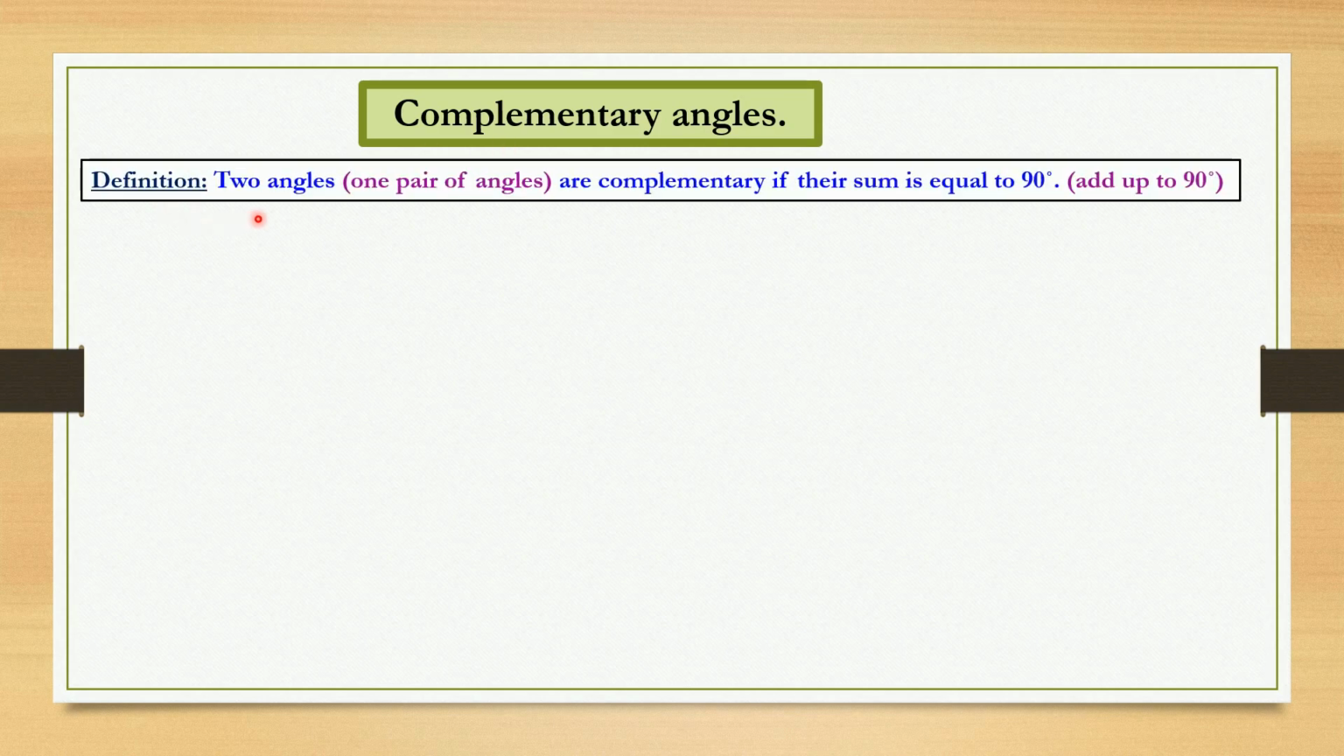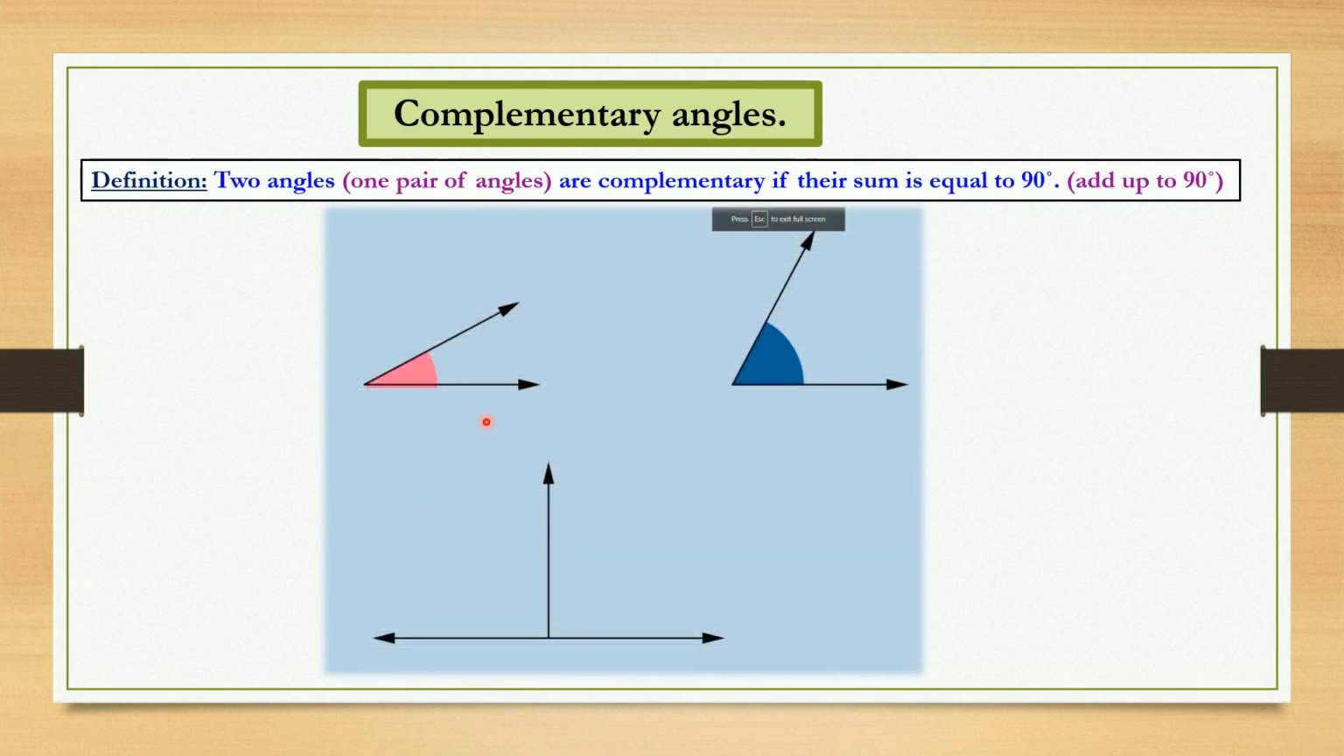Definition: two angles, or one pair of angles, are complementary if their sum is equal to 90 degrees. It means they add up to 90 degrees. To understand this concept more, let's observe this figure. Here we have two acute angles, one in pink and the other in blue.